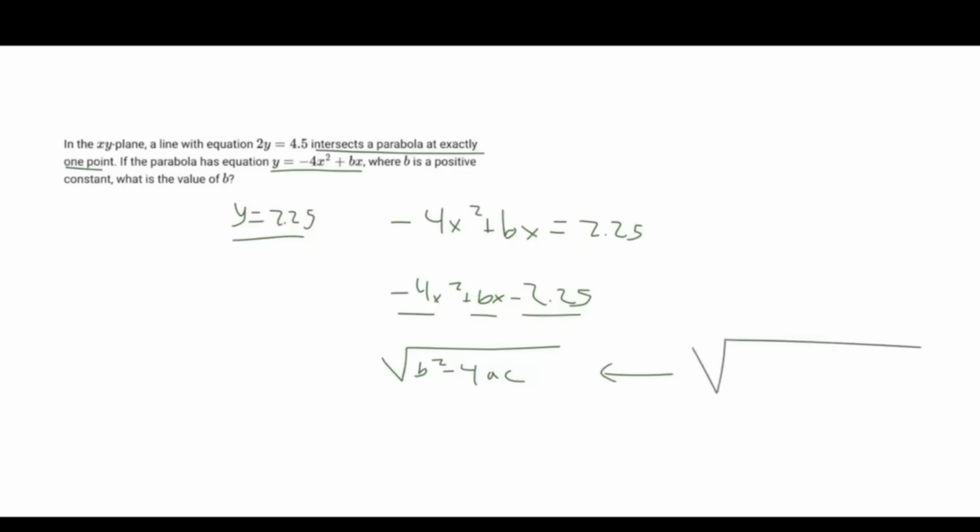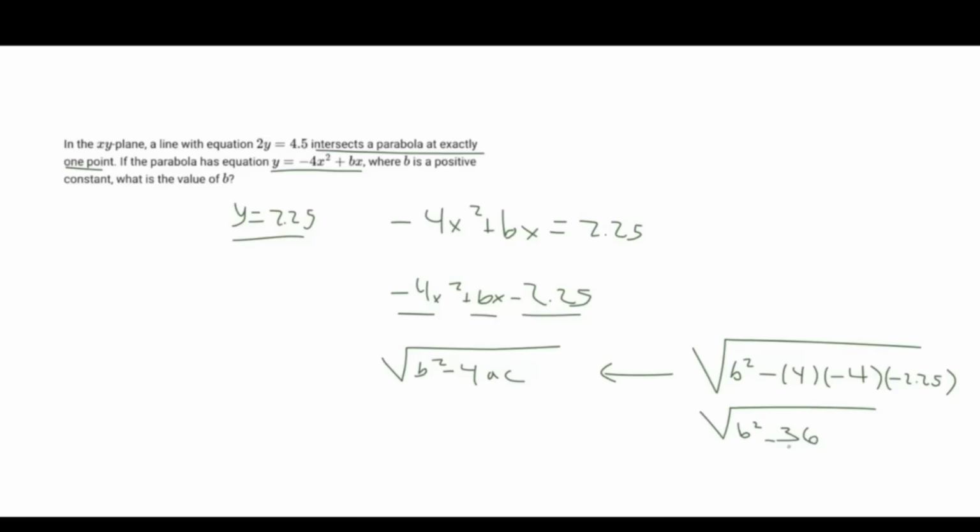So right here, we can just write this out because we know the a and c values. So right here, we have b squared. We don't know what b is. Minus 4, and then a is just negative 4. Oops. a is negative 4. And c is negative 2.25. So we can calculate this out, and this is what we will get. We'll get b squared minus 36. All right, so now we have b squared minus 36, right, under the discriminant.